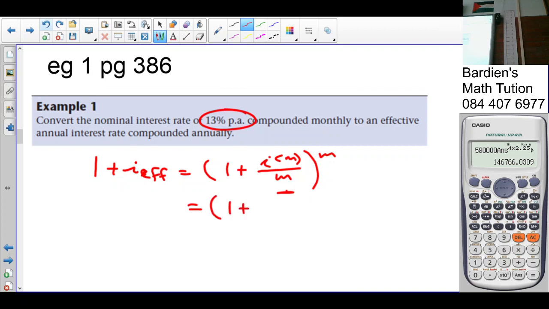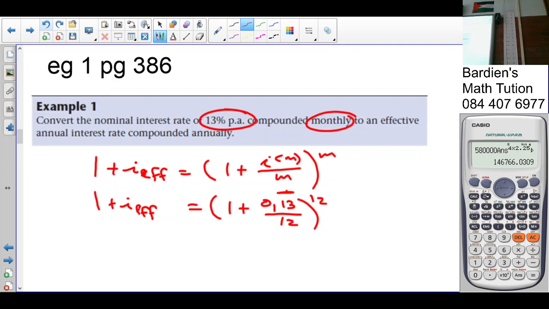It will be 1 plus. What is I in this case? What's your I value? 0.13 over 12. Why 12? It's monthly. To the exponent 12. Okay, so that will be 1 plus I effective.